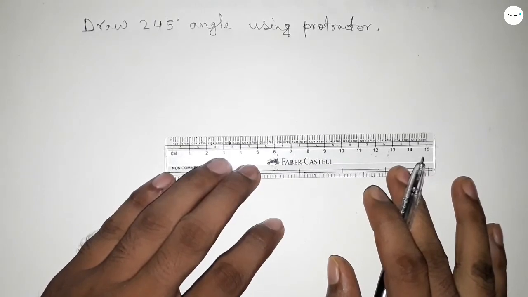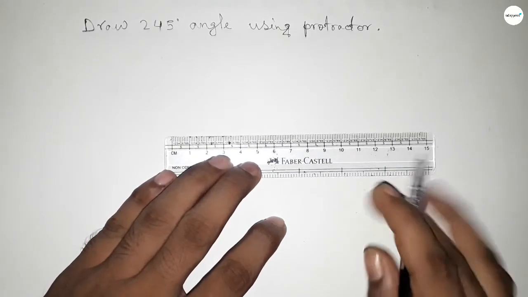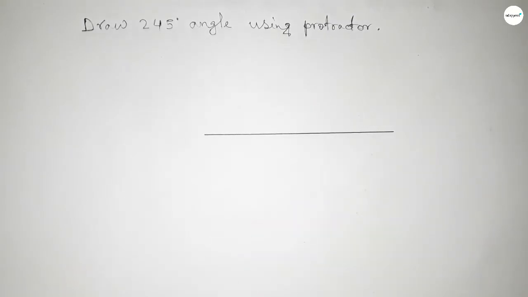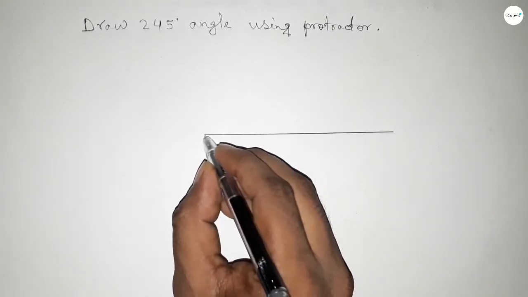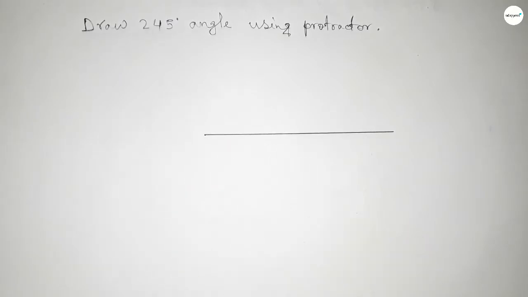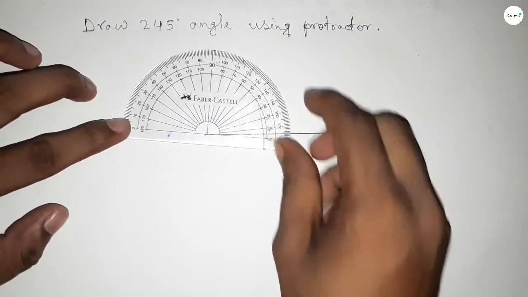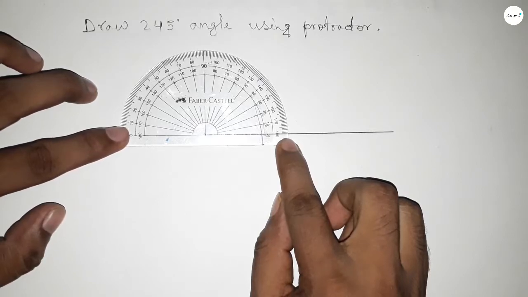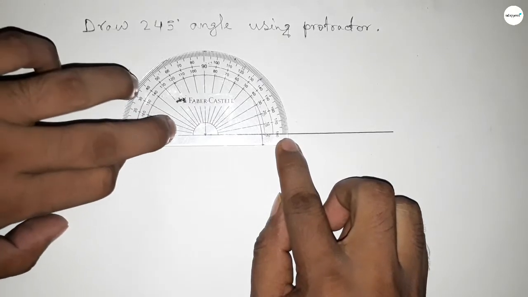So first of all, we have to draw a straight line of any length. So first, drawing a line here. Next, pointing out here to draw a 245 degree angle on this point. Now putting the protractor on the line perfectly, then counting the angles.